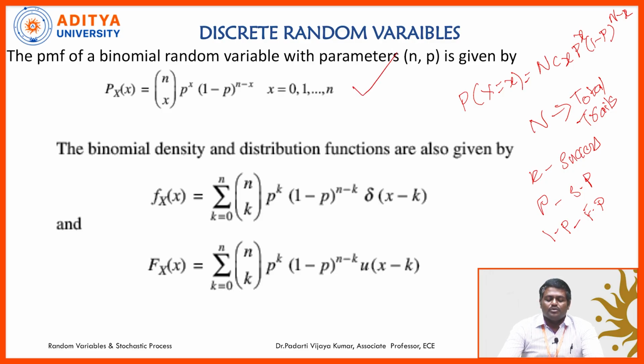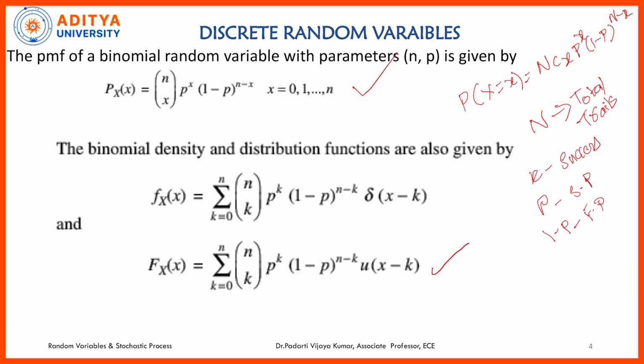In a similar manner, using the probability mass function, the binomial distribution function can be written as summation over k of nCk, p power k, (1 minus p) whole power n minus k, u of x minus k, and the density function can be written as f_X of x is equal to summation nCk, p power k, (1 minus p) whole power n minus k, delta of x minus k.